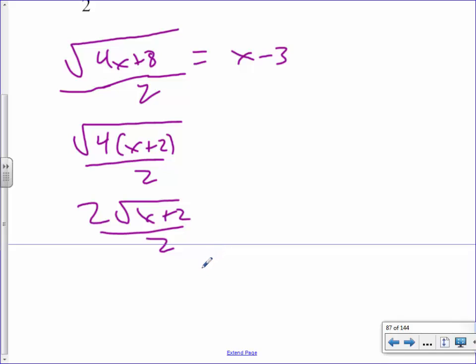Why was that useful? Well, rather than getting rid of the 2 on the bottom of the fraction by timesing it to the other side, today one of the goals I've already started with is, look, you have a 2 up top, you have a 2 on the bottom. They cancel.